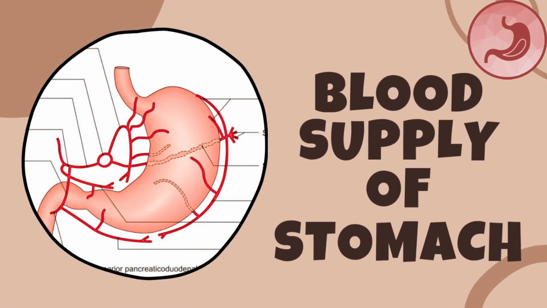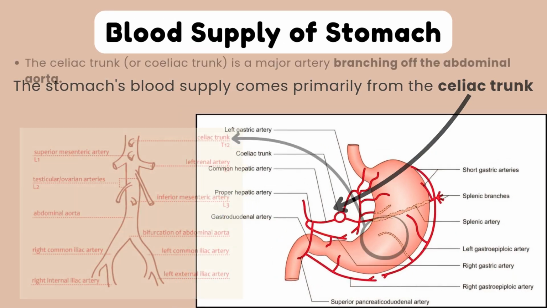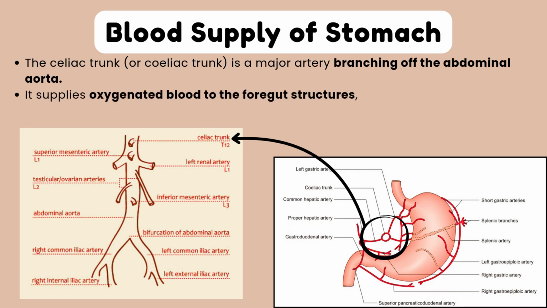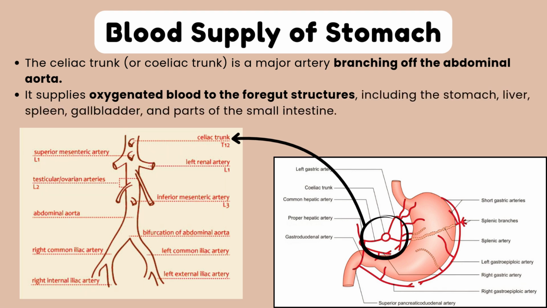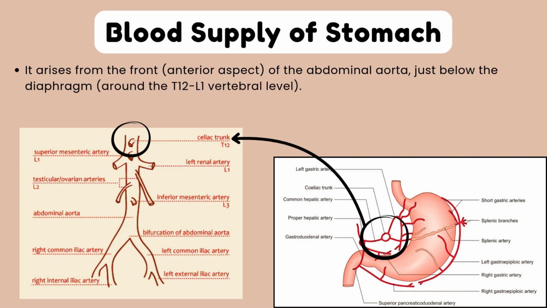The blood supply of stomach. The stomach's blood supply comes primarily from the celiac trunk. The celiac trunk is a major artery branching off the abdominal aorta. It supplies oxygenated blood to the foregut structures, including the stomach, liver, spleen, gallbladder, and parts of the small intestine. It arises from the front of the abdominal aorta, just below the diaphragm, around the T12 to L1 vertebral level.